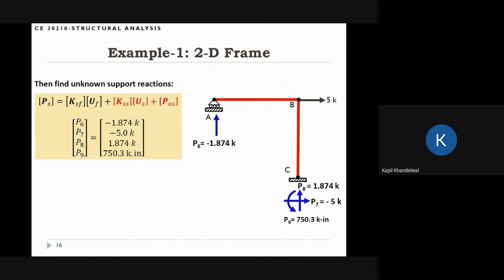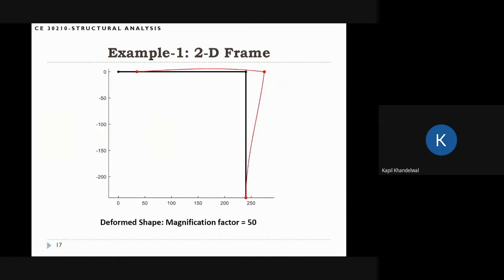And with this, we can go ahead and calculate the member forces. But first, I also want to show you the displaced configuration. This is how the frame actually looks when it displaces under that load. I plotted this using the MATLAB code that I have, just to show you how the frame deforms. This is using a magnification factor of 50, so I'm using a lot of magnification to plot the deformed shape.